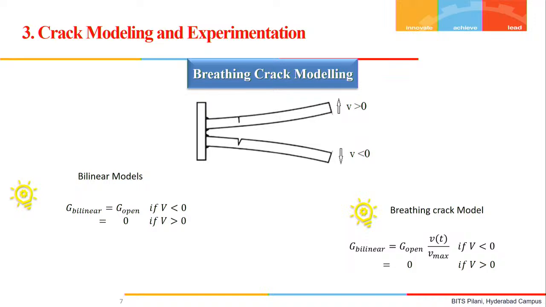So by that, the flexibility will be the open crack flexibility multiplied by the displacement, which is a function of time, by the Vmax, which is nothing but the maximum displacement at this place. Now if we convert it into stiffness, basically the inverse of this, then the stiffness itself will become a function of the nonlinear displacement, which will be a function of time. So this modeling will be a bit different, and because of this, the frequency which we'll get in one half of the cycle will be a different frequency.